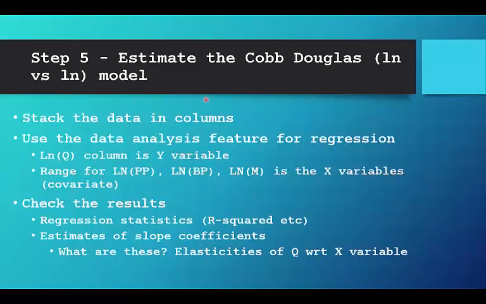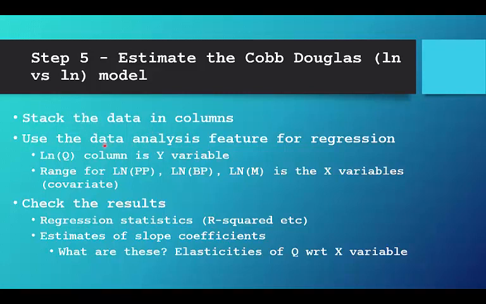Okay, so step 5 says we're going to estimate the Cobb-Douglas. That's what we're calling this log model. So log versus log, the log of the quantity versus the log of the different variables. The first thing to do is stack the data in columns, so every variable has its own column. We did that when we did the log conversions.